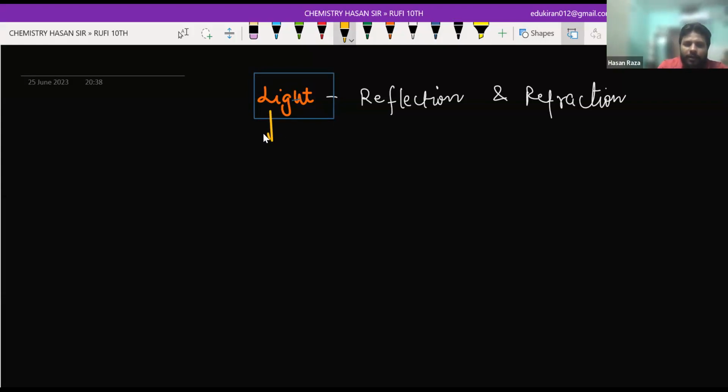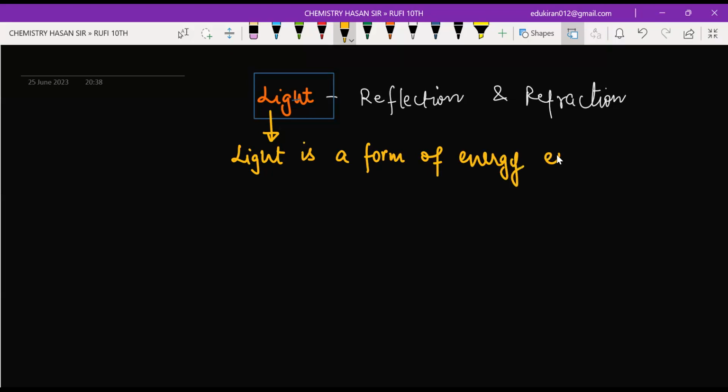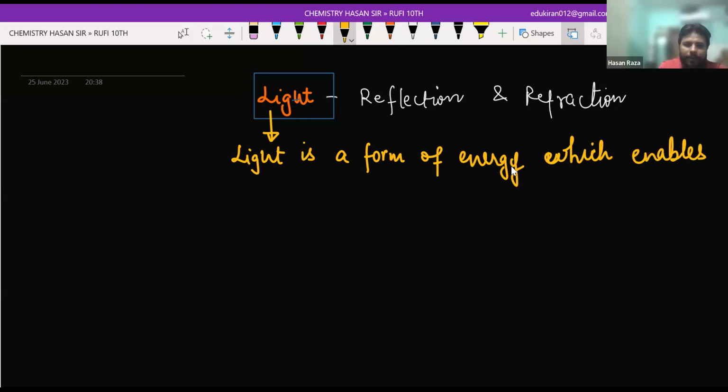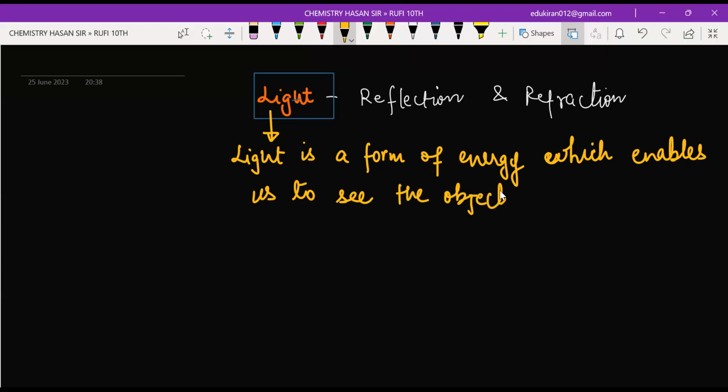So we can say that light is a form of energy which enables us to see the objects around us.